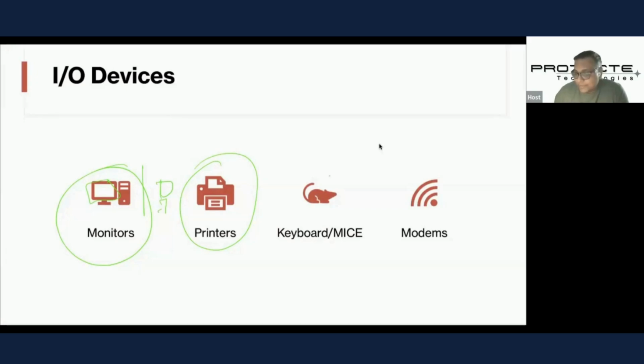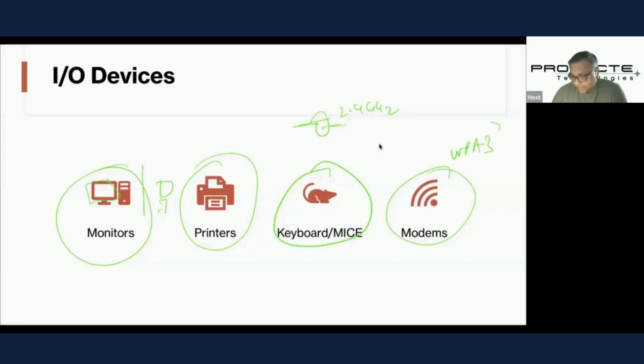Keyboards and mice generally work in the 2.4 gigahertz range, and they have a habit of interfering with each other, and they might give away information. If you are using wireless keyboards and mice, a lot of information can actually be read using very, very common receivers. Modems today use WPA3 as enterprise grade security. WPA2 is not considered secure anymore as far as enterprise grade security is concerned.